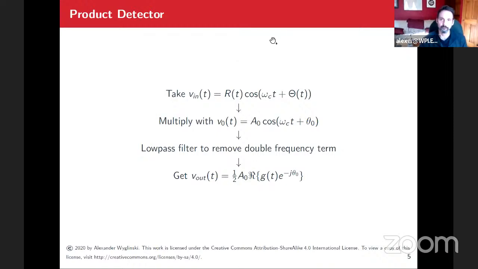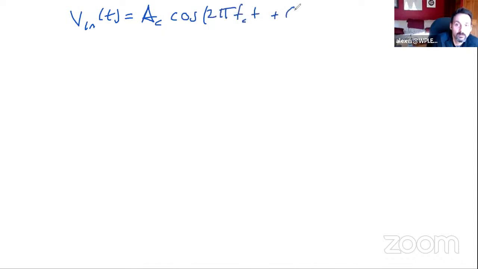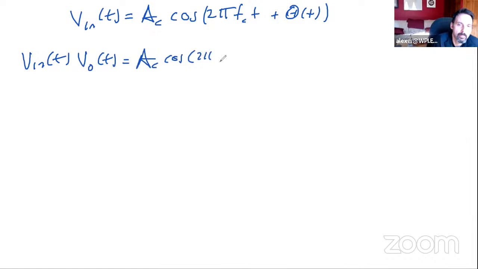So let's do it. So the process. So if we have v_n of t is equal to A_C cosine of 2 pi f_c t plus theta of t, okay? Now we do this fella.